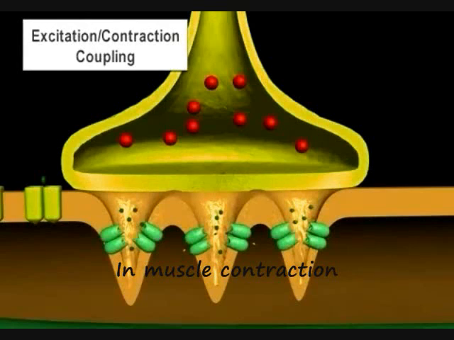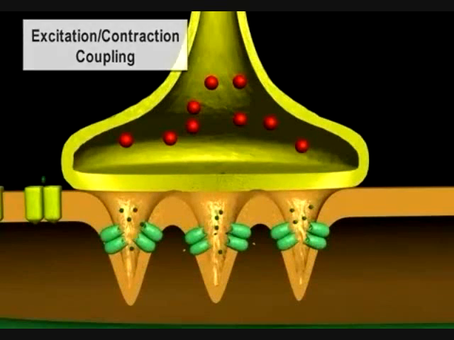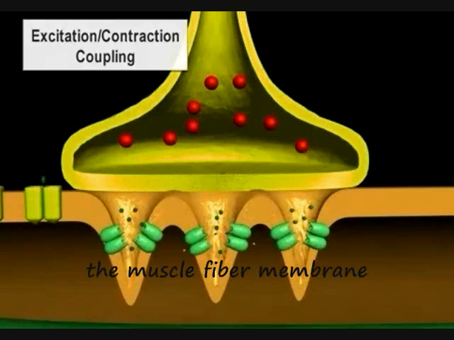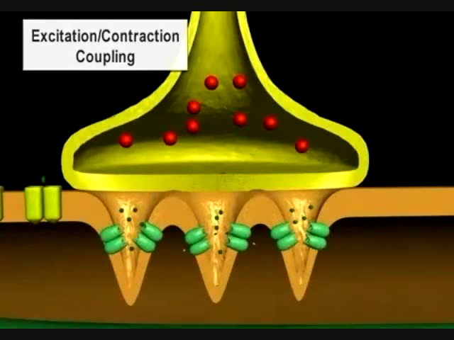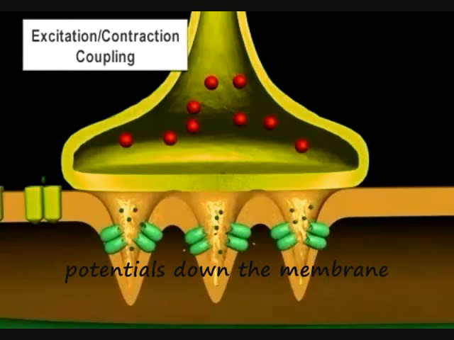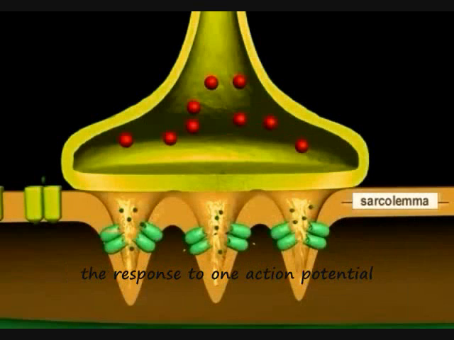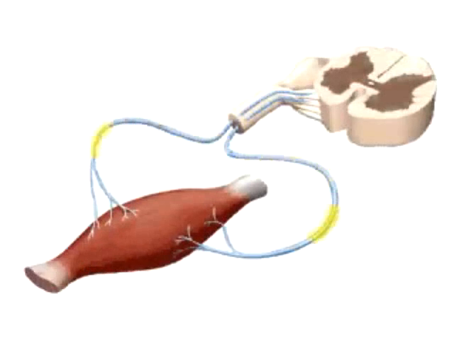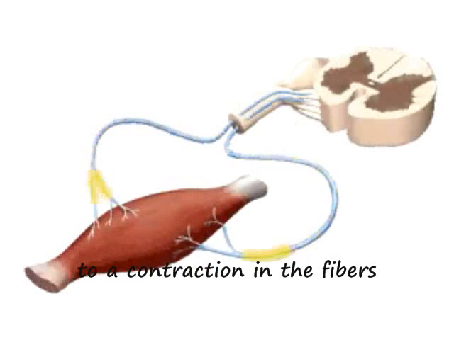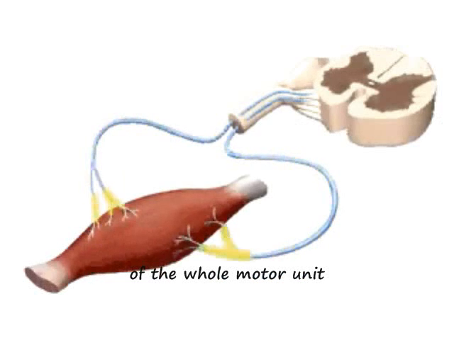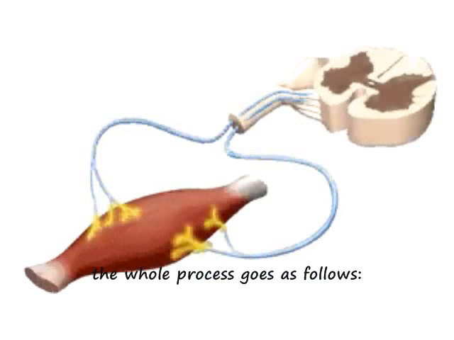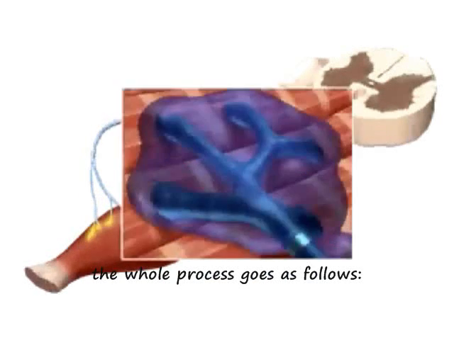In muscle contraction, the muscle fiber membrane can conduct action potentials down the membrane. The response to one action potential in one motor neuron corresponds to a contraction in the fibers of the whole motor unit. The whole process goes as follows.